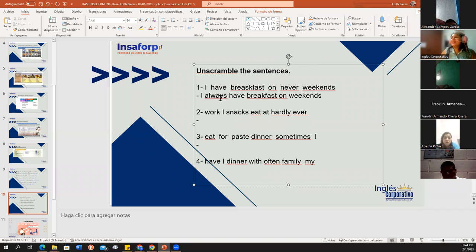On weekends. Aquí alguien me dijo always y es never, right? That is the one that I have in the sentence. In this troubled sentence. Okay. Por estar pasando en los huevos. Okay. Okay. Number two.